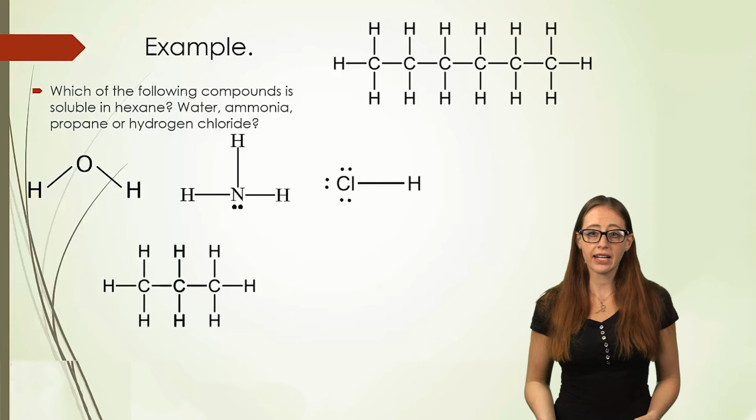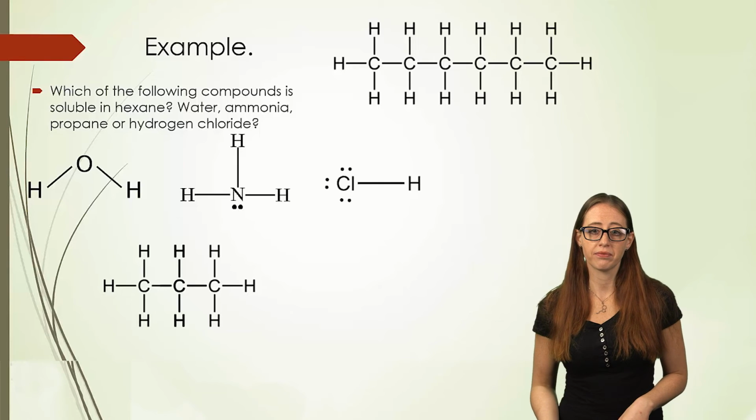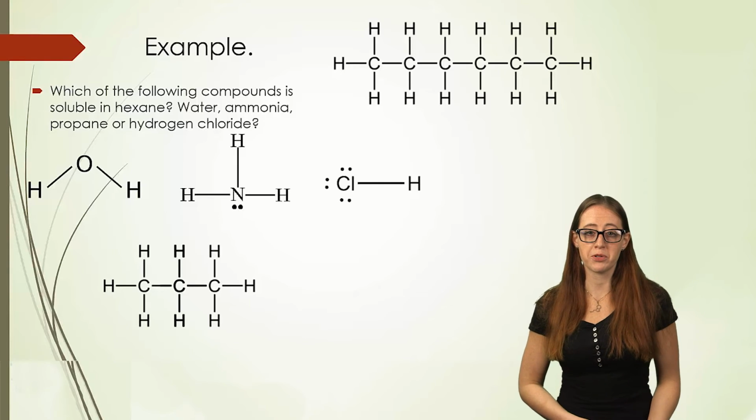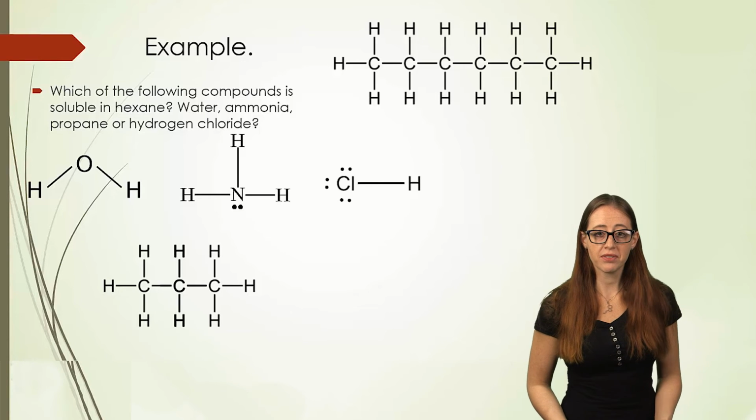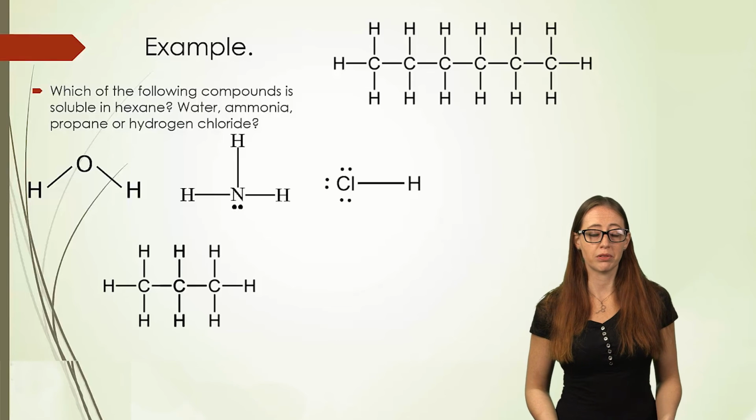Now let's look at a quick example. Hexane is a common hydrocarbon and is shown here with its 6-carbon chain. Look at the 4 possible options for solutes. Which of these 4 are most likely to be soluble in hexane? Take a moment before moving on.